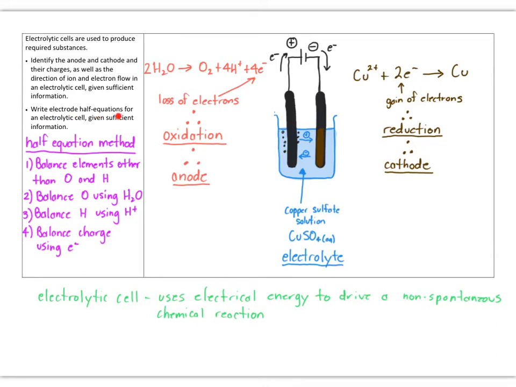Write electrode half equations for an electrolytic cell given sufficient information. So I've just gone through that again. The sufficient information is usually what is the redox couple. So water is going to oxygen, you'd be told that. Copper ions are forming copper metal, that would be told or implied from the question. Then you would just need to use that balance half equation method to complete the picture. So that is a brief introduction and or recap of electrolytic cells. Let's keep moving.